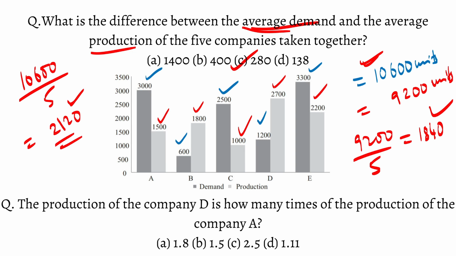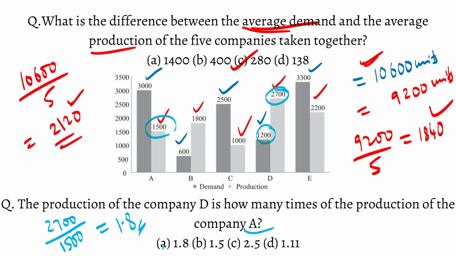Let's move on to the second one, that the production of the company D is how many times of the production of company A. So here, what is the production of company D? Production is 2700, right? Production is 2700 for company D, and this is how many times of the production of company A. What is the production of company A? It's 1500, right? So 2700 by 1500, this will be equal to 1.8. So 1.8 times of that of company A, right?